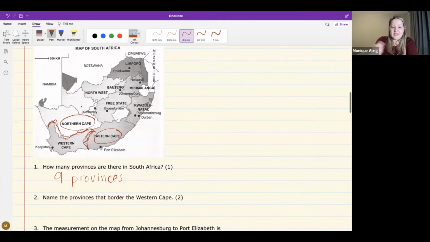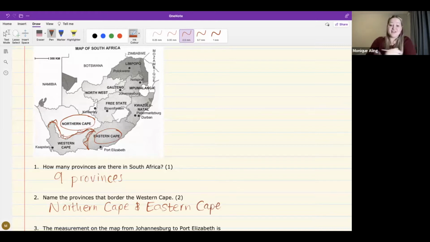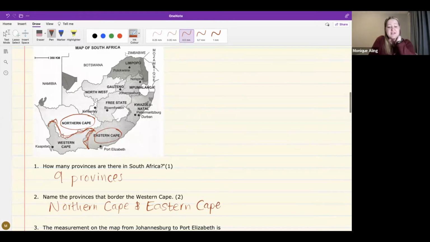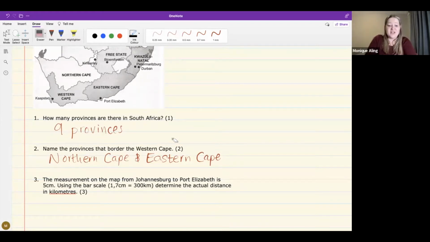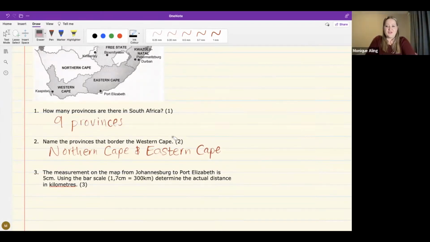Okay. So Northern Cape. And Eastern Cape. Good. So as you can see, this time I've actually included some mark allocations just to indicate how many provinces you need to name, for example, or how much working out to do. All right. So now that we've got the easier questions out the way, let's have a look at question 3.